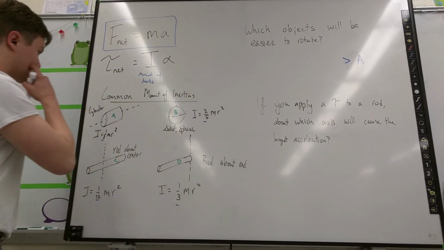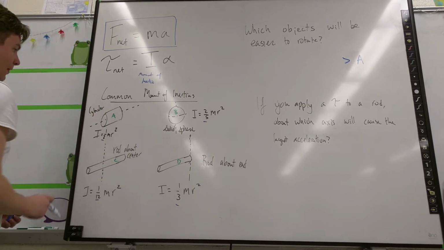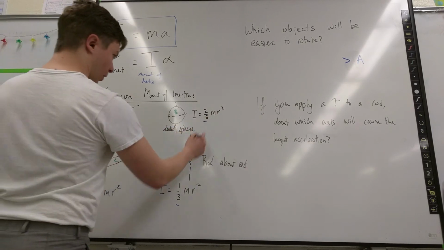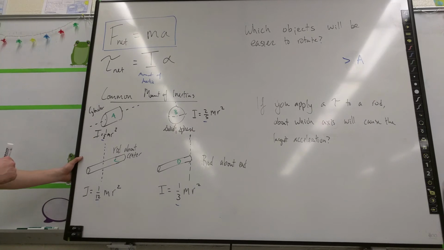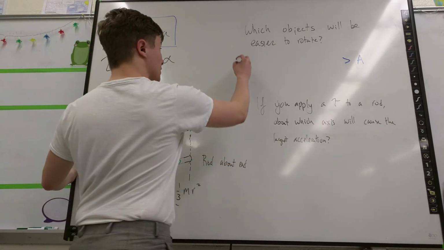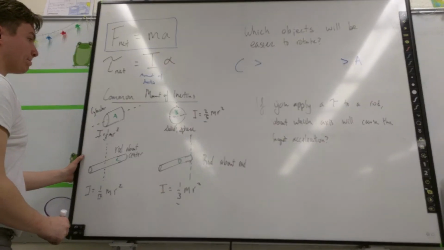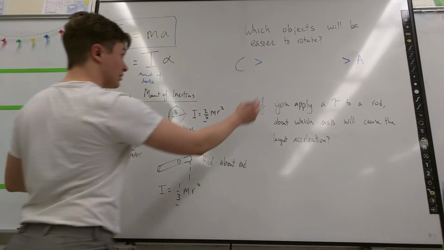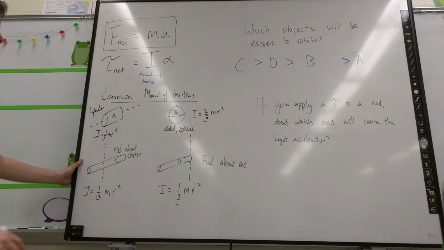I understand that all of these r's could be a little bit different, but we're going to assume that they are roughly the same, and the coefficients are really what we are after here, if all of the masses are also the same. So the rod about the center, that's object C, will be easiest to rotate. Then object D, followed by object B, and then A.